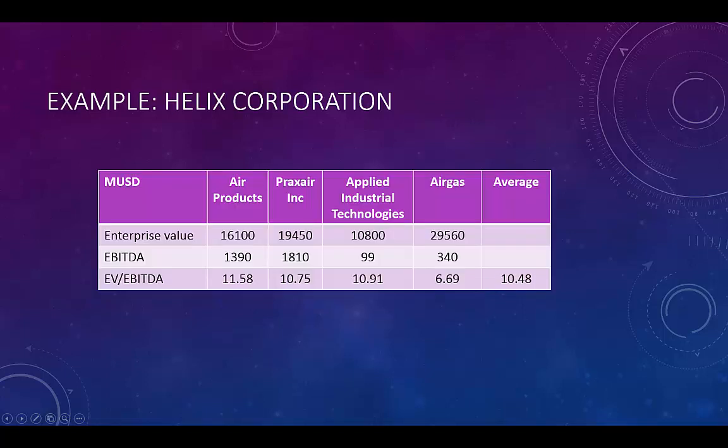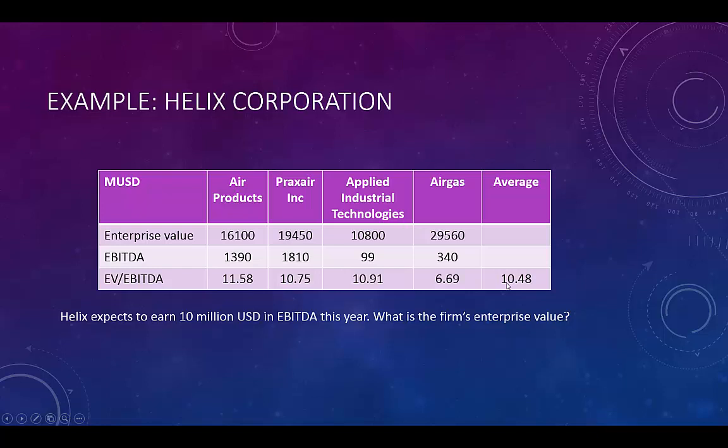We have collected both enterprise values and EBITDA for 4 companies in the same peer group as Helix Corporation. We calculate the EV/EBITDA for each of the 4 companies and also calculate the average ratio. We will use this average enterprise value to EBITDA multiple of 10.48 to value Helix's equity. If Helix is expected to earn $10 million in EBITDA, what is its value of equity?